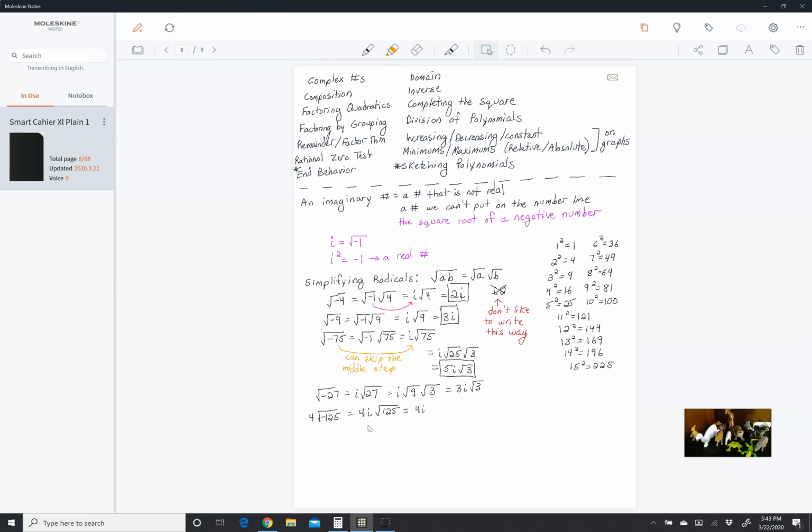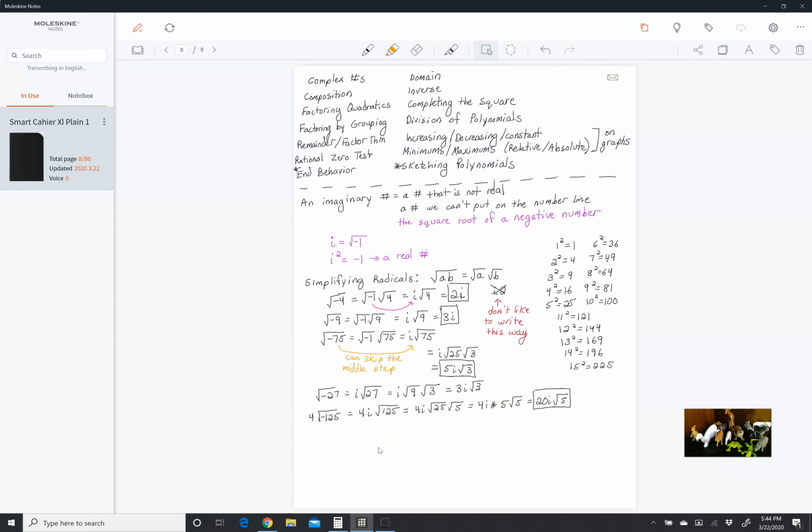The square root of 125 is the square root of 25 times the square root of 5. The square root of 25 is 5. So notice I'm writing down each step here. I encourage you to do the same. And this becomes 20i root 5. And that would be our final answer there. So you just multiply the numbers on the outside. When we pull out the 5, we're actually multiplying it by 4. That's where the 20 came from. It came from the 4 times 5.